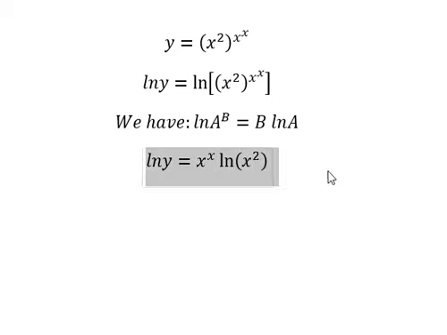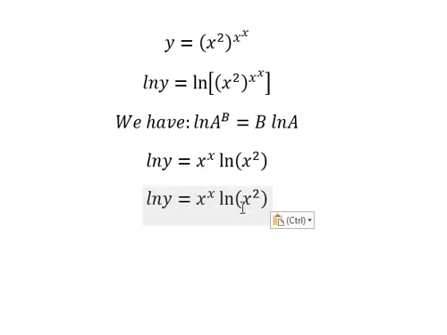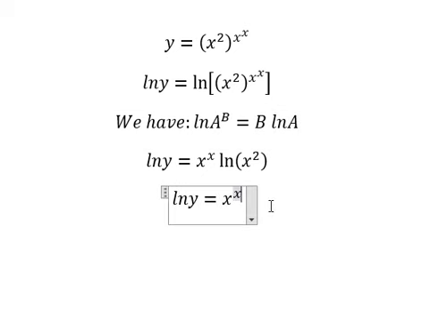Next, this one x to the power of 2. So x is about a, and the number 2 is about b. Now we need to transform this one into this one. And we have like this.